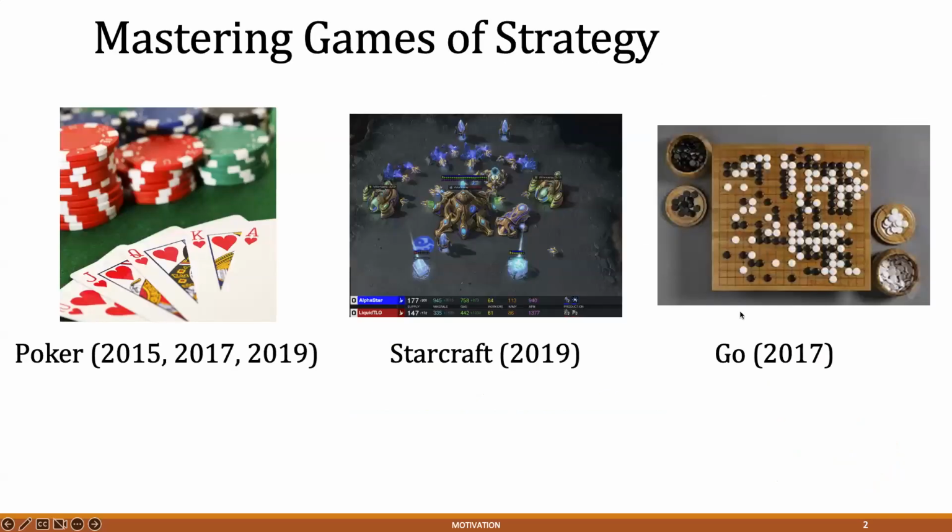Okay, so today's talk will be about game theory. And for those of you who are not familiar, game theory is essentially a framework for us to talk about strategic interactions in multi-agent systems. Perhaps the most eye-catching examples of game theory would be in recreational games, in particular poker, StarCraft, and Go.